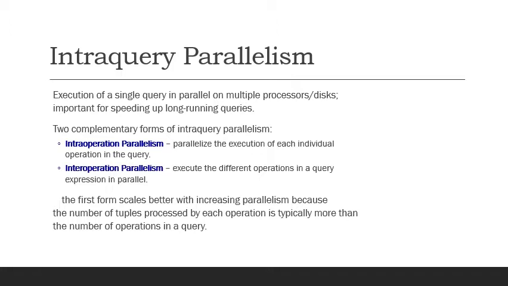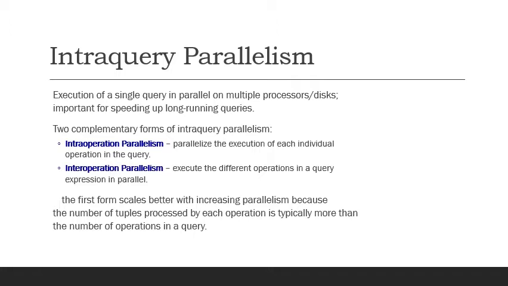Next is intra-query parallelism. We have seen inter-query parallelism, where different queries or transactions execute in parallel with one another. It's used for better transaction throughput. Now let's see intra-query parallelism, where a single query is executed in parallel on multiple processes and disks. Using intra-query parallelism is important for speeding up long-running queries.